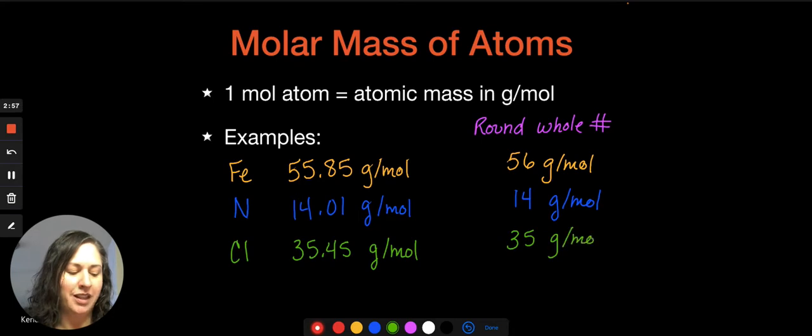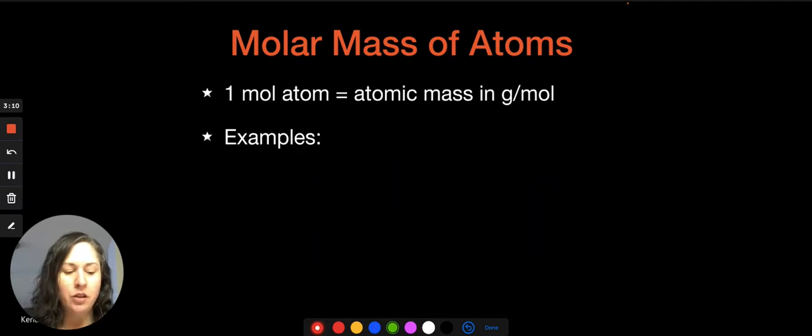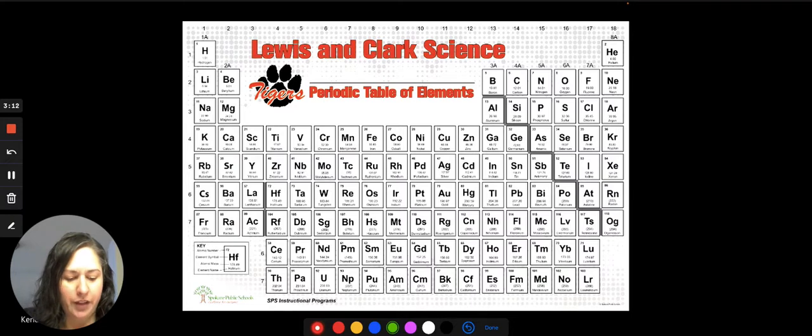And so you can see that if we're doing lab, we might want to have a little more precision in those values and use the actual data values that come off the periodic table, which usually rounds most things to the hundredths place. You can look on the periodic table, and all of these values are on here. Here is the value for iron, chlorine, nitrogen, and so on and so forth. All of these periodic tables will have something like that.